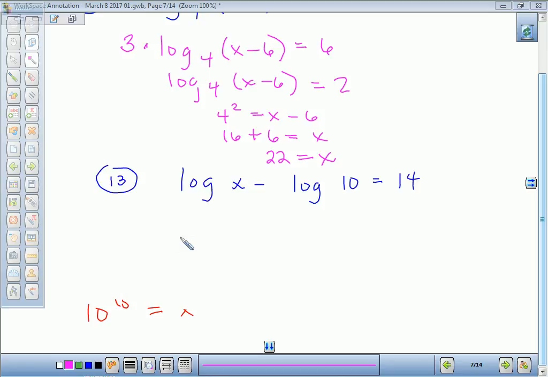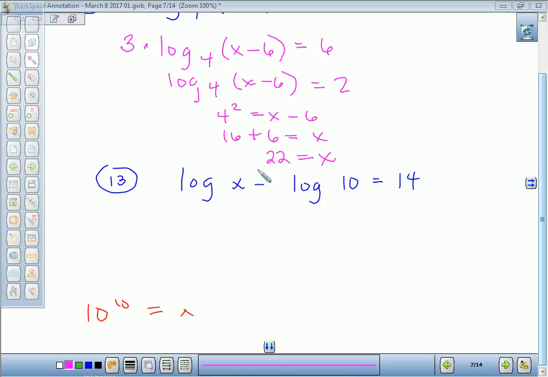All right, now the next one, there's no base written. So it's base 10, this is the common log. Now, this one has subtraction in it, and it has multiple logs. So when we have multiple logs, we condense. If there are multiple logs on one side of the equation, you condense them.